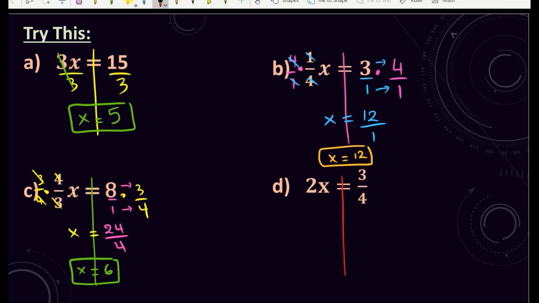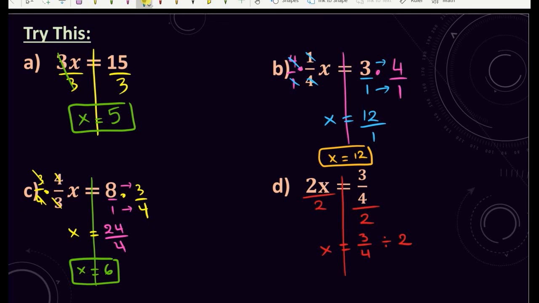D, same concept. So we're going to divide by 2 on both sides. Ooh, this is weird. So 3/4 divided by 2. To make it easy to see, I'm going to write down 3/4 divided by 2 that way. Okay, and we know that 2 is 2 over 1. And when you divide a fraction, you're going to do keep, change, and flip.